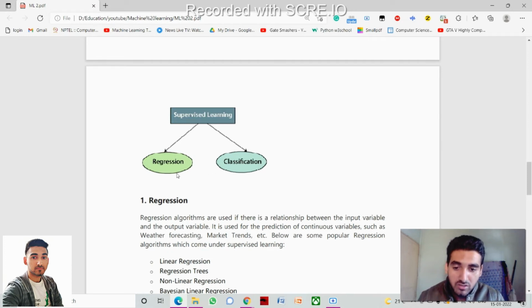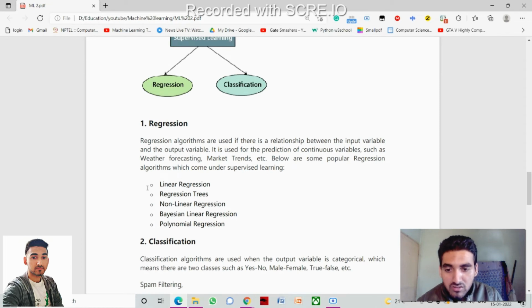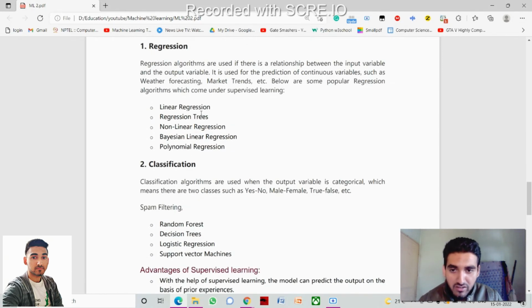So in the regression model, the linear regression model is very much important for our syllabus. And then the regression algorithm is used if there is a relationship between the input variables and the output variables. So it is used for the prediction of continuous variables such as weather forecasting and market trends. And below are some popular regression algorithms which come under supervised learning. There is linear regression, regression tree, non-linear regression, Bayesian linear regression, and polynomial regression. So in the next video we're gonna learn about this linear regression.